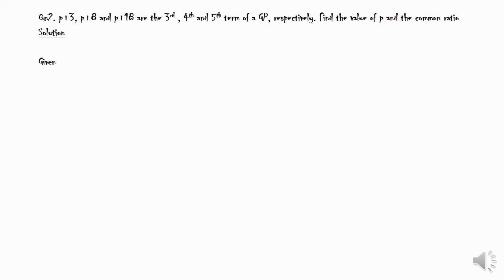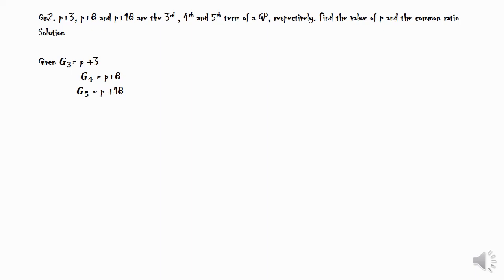Solution. Given G3, the third term of the geometric progression, is p plus 3. The fourth term, G4, is equal to p plus 8, and the fifth term is p plus 18. Because this is a geometric progression, we must find the common ratio.